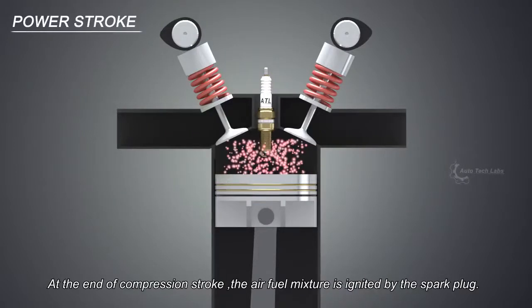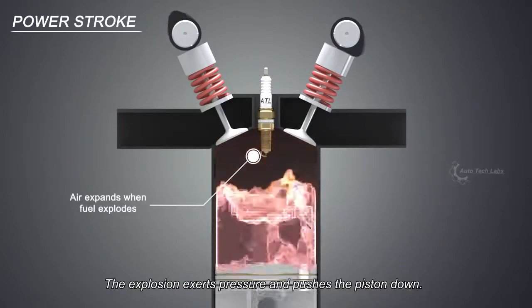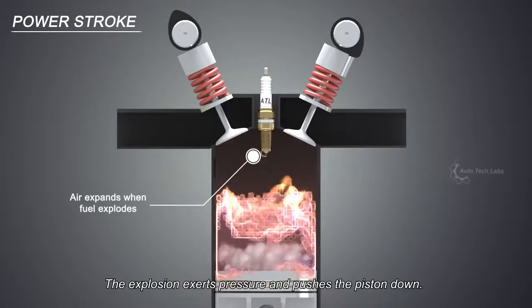At the end of the compression stroke, the air-fuel mixture is ignited by the spark plug. The explosion exerts pressure and pushes the piston down. This is the power stroke which produces power to the crank.